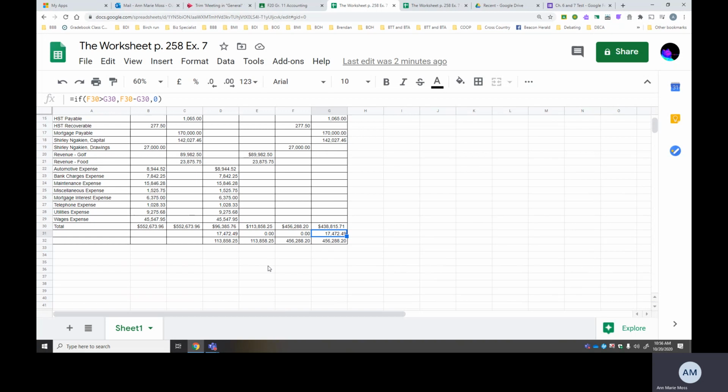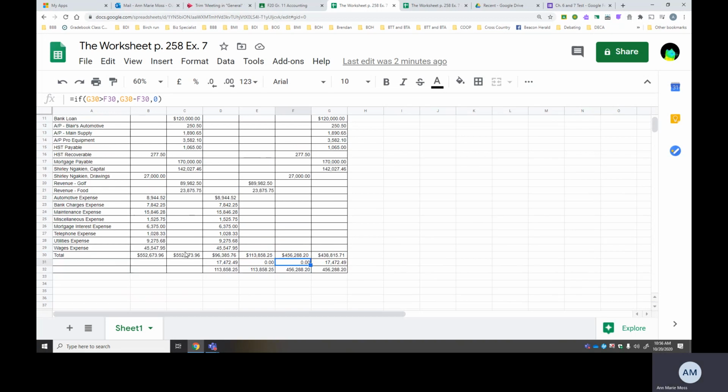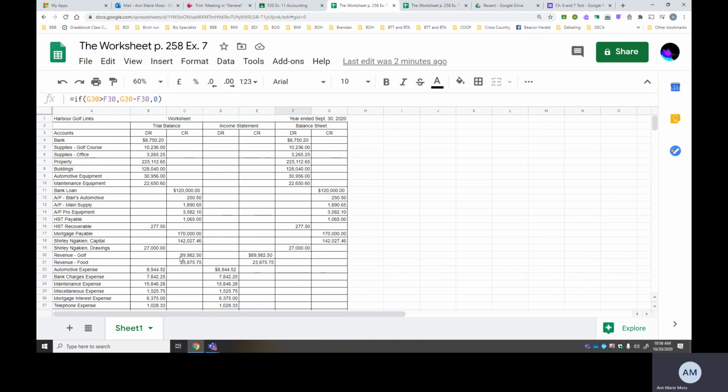Now, here's a trick. If you have a profit, your numbers should be in this cell, in the two outside cells, and it'll be the same number. If you have a loss, they'll be in these two cells. So that's a quick check to make sure you're doing everything correctly. And these are just summary figures down here. So if I was to test this out, I have to do the same thing to both a credit balance and a debit balance.